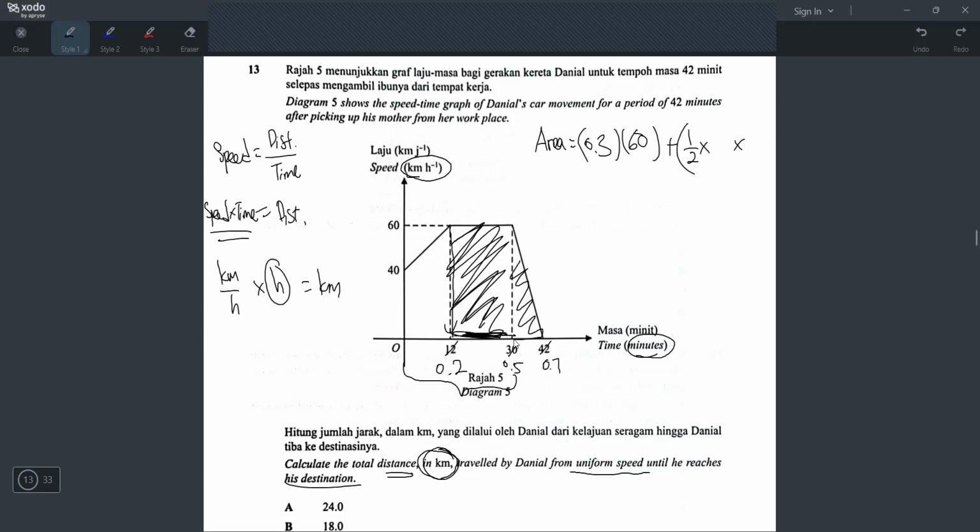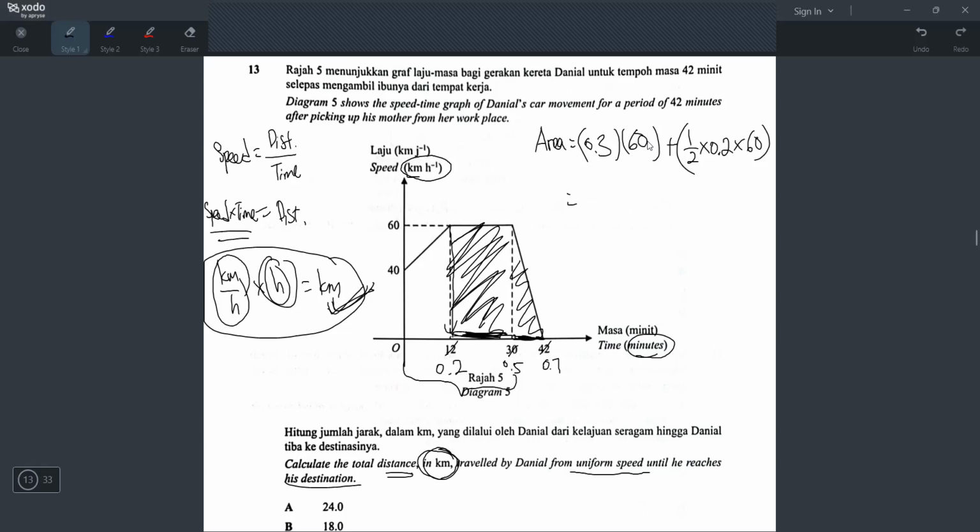What will be the base? The base is not 0.7, it's not 0.5. It's 0.7 minus 0.5, which is 0.2, right? That's the base. And the reason why I have to write 0.2 is because I need the unit in hours. This is in minutes. And then the height is 60, right? So if you do it like this, then you can cari distance in kilometer later, right? Because the area will give you distance and it will automatically come out in kilometer because you're taking kilometer per hour and hours and then finding the area, right?